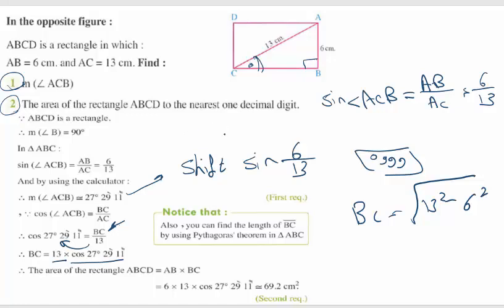To find the area, I know that the area of a rectangle is length multiplied by width. So I will do 6 multiplied by 13 cosine 27 degrees 29 minutes, which is the value of BC, by the way.